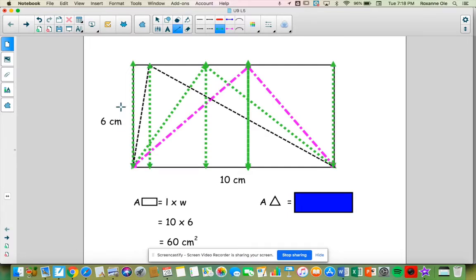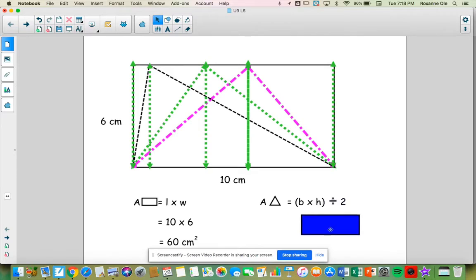So now that we know that, and we know that there's two triangles in every rectangle, we should be able to figure out the area. And I'm going to move this, and I want you to think about it for a second before I move it. I want you to think, what formula could I use to figure out the area of one of those triangles?